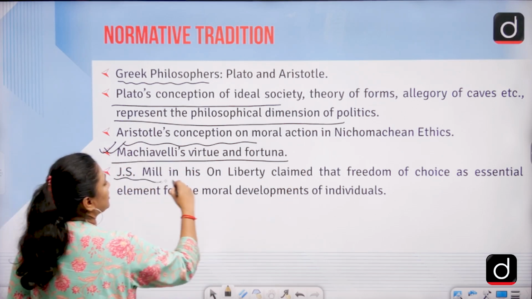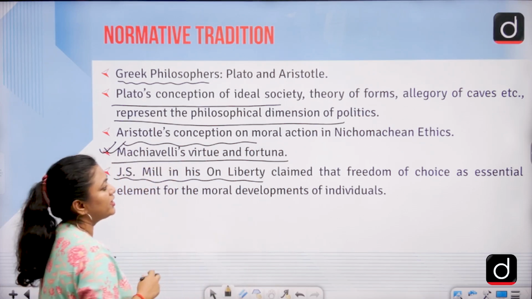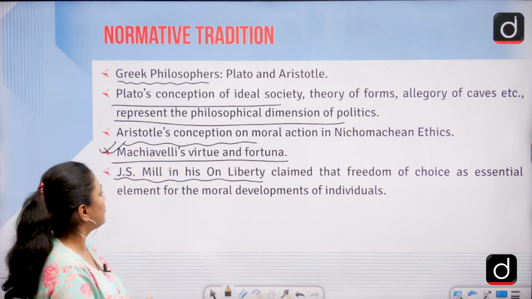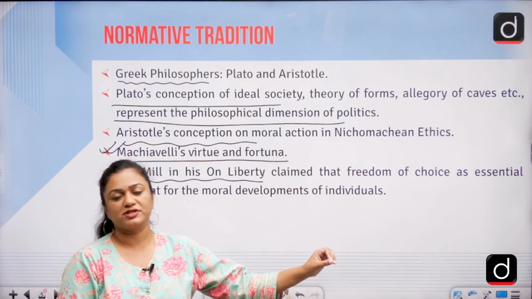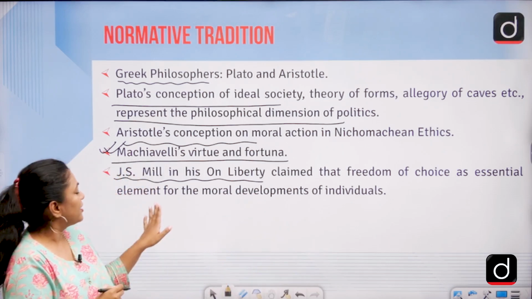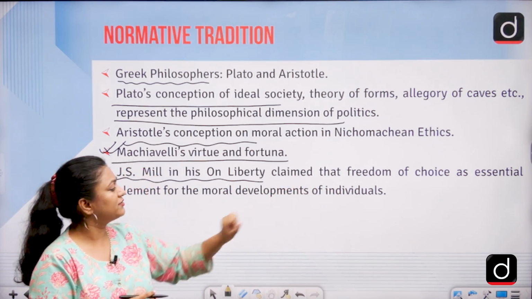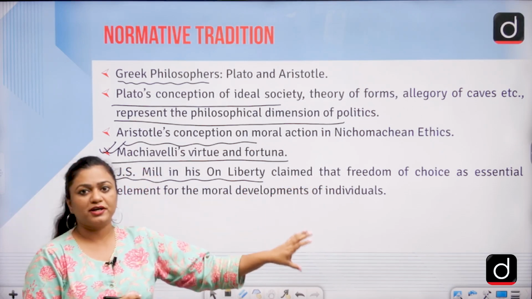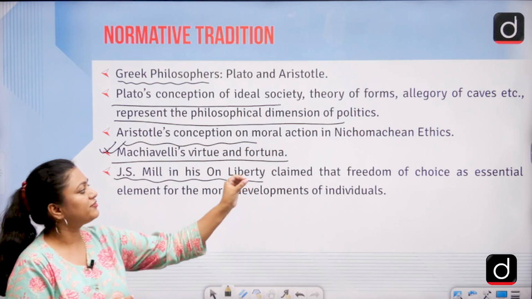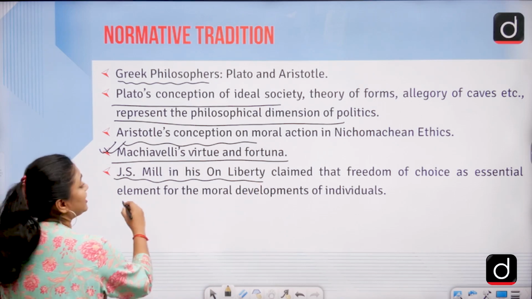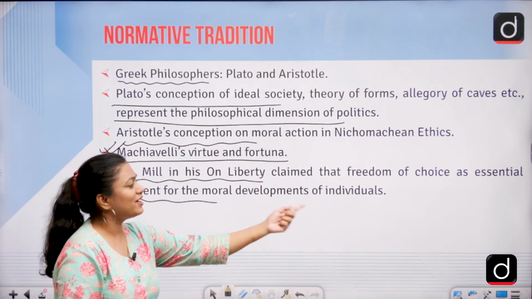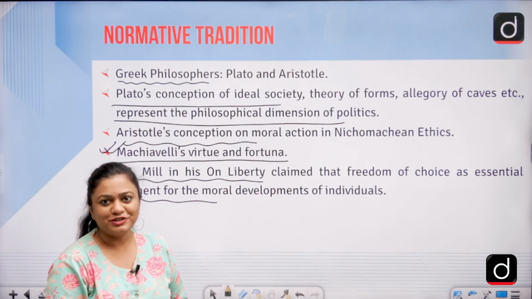Now, J.S. Mill in On Liberty claimed that freedom of choice is an essential element for the moral development of individuals. Now, from here you can understand that he gives a kind of privilege to freedom, to the extent that he is saying that freedom of choice is an essential element for what? For the moral development of individuals. Okay.